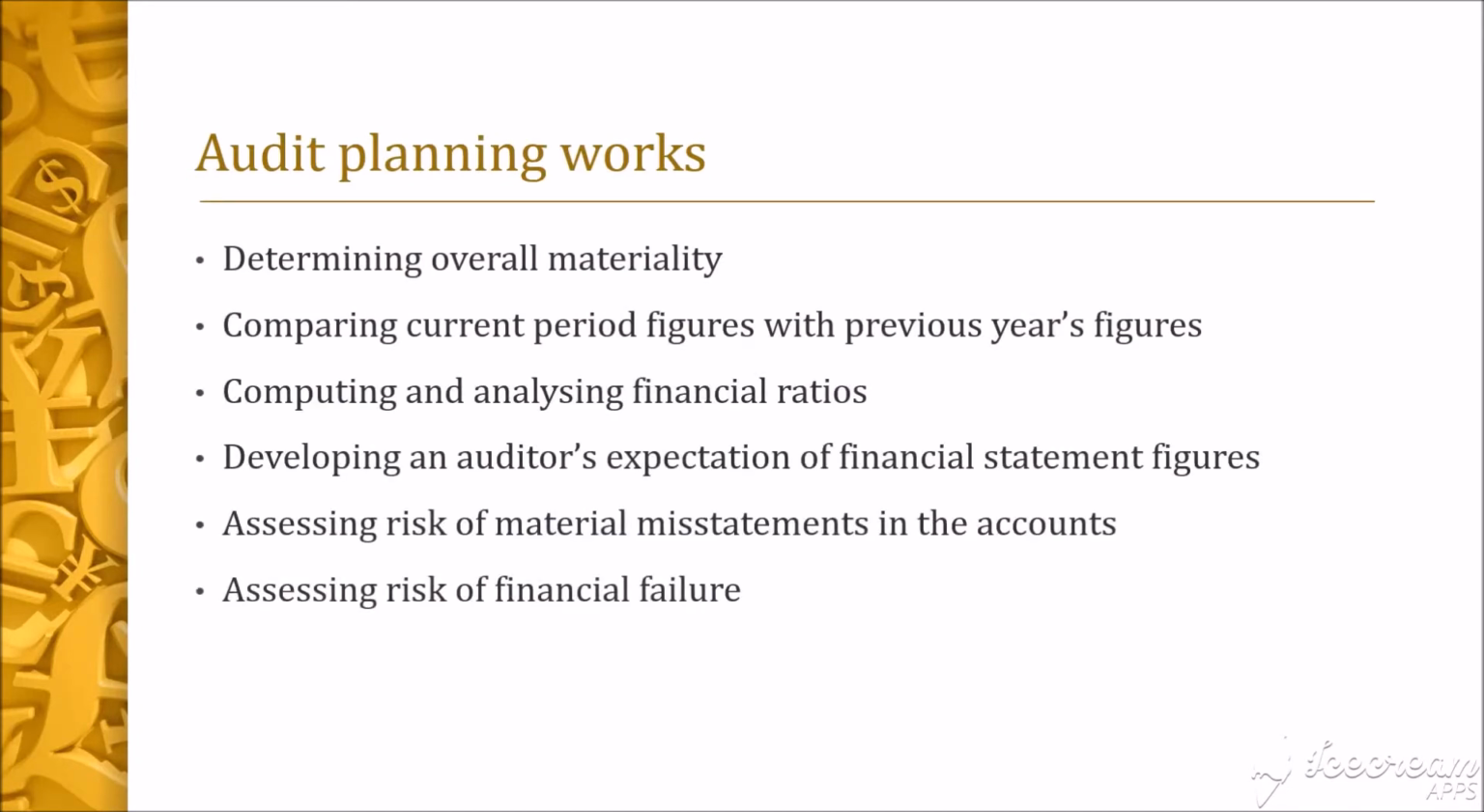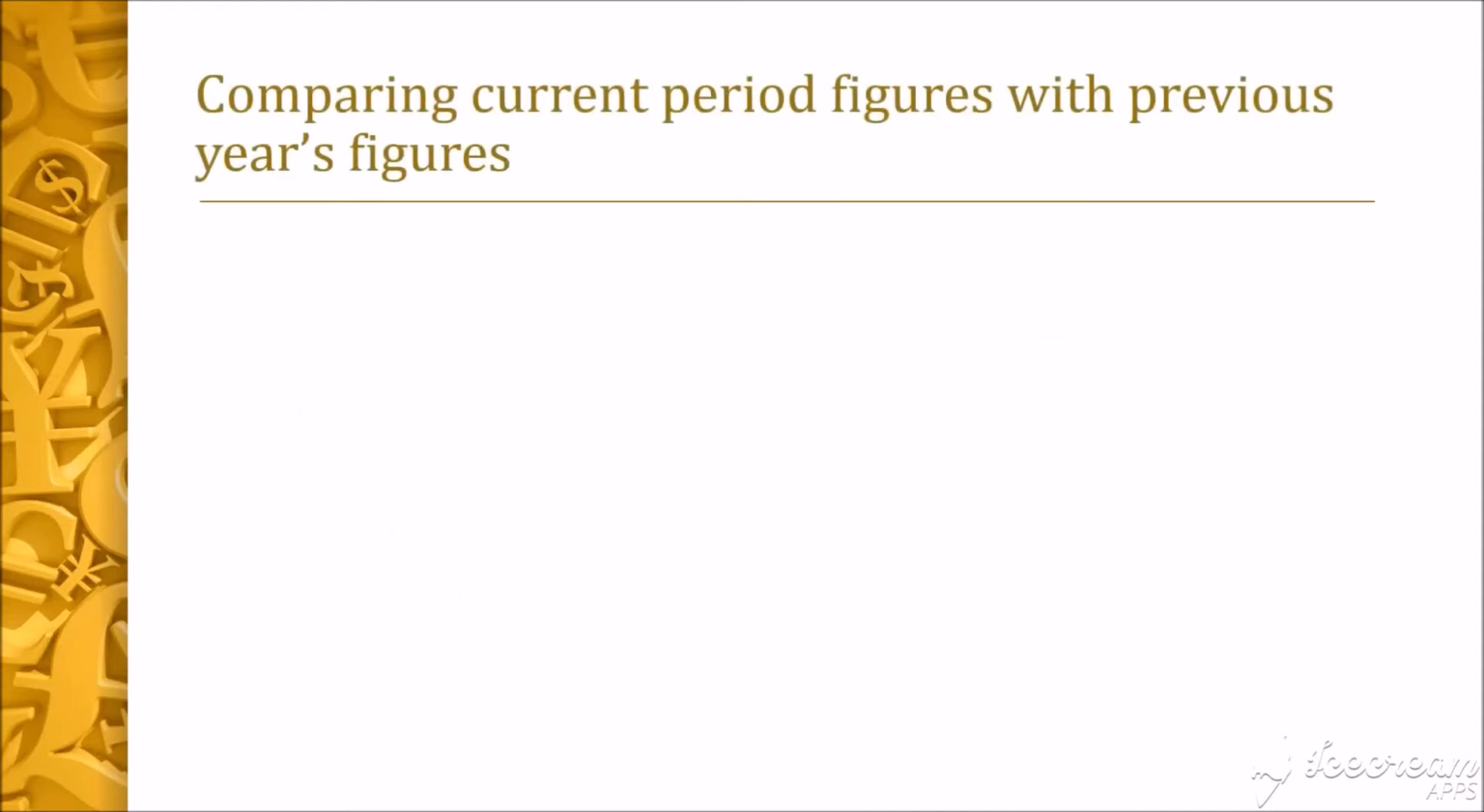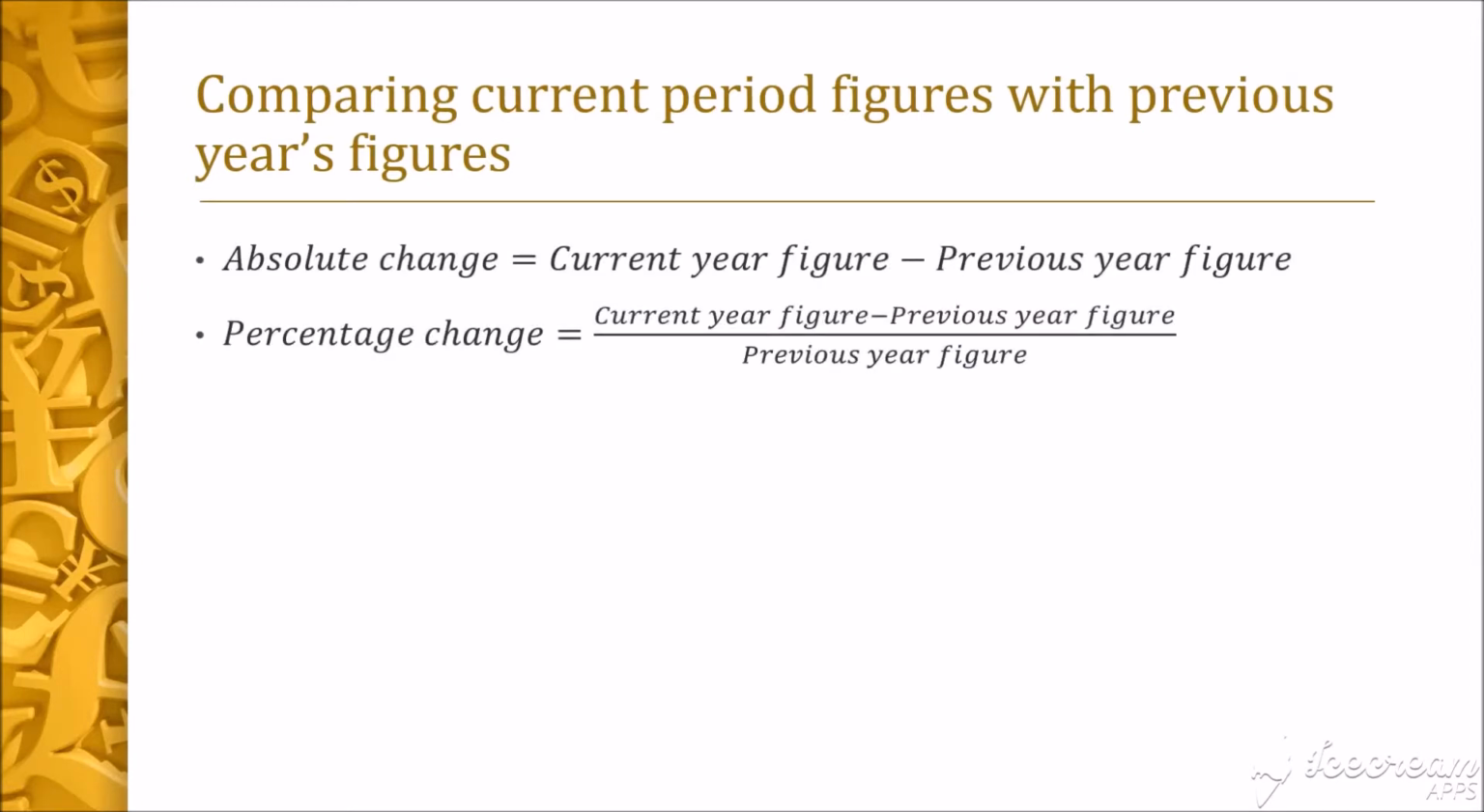We have gone through how materiality is determined in the previous video. Most auditors take 10% of the normalized net profit before tax as the materiality threshold. I will go through the remaining audit planning works. When it comes to comparative analysis, the auditor will calculate the absolute and percentage change in the various balance sheet and income statement account balance between the current financial year and the previous financial year.